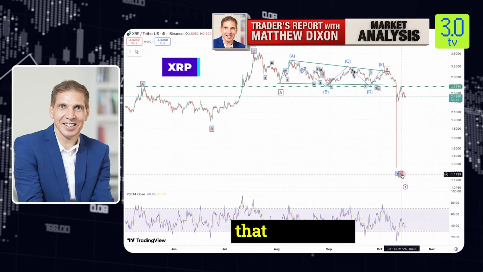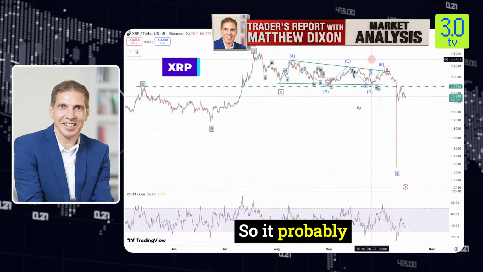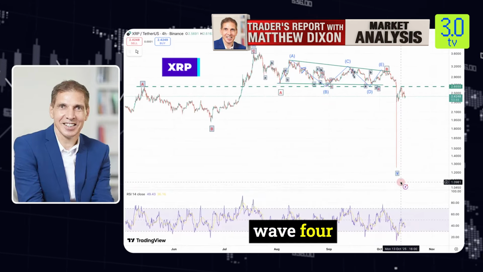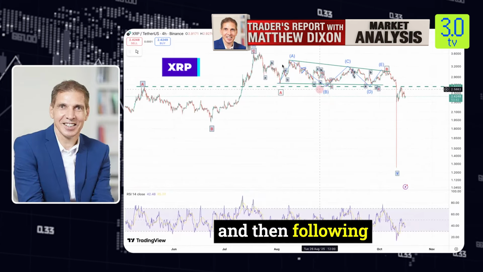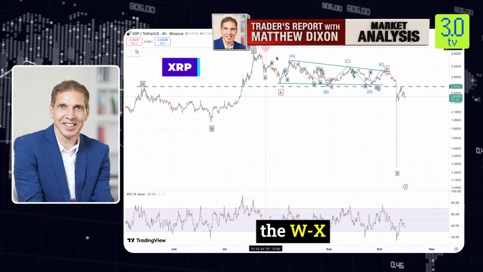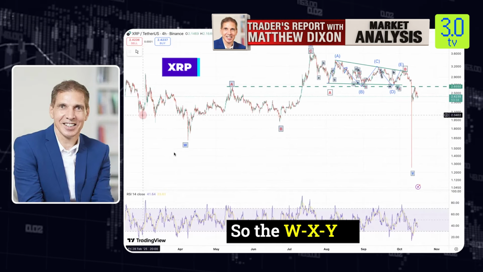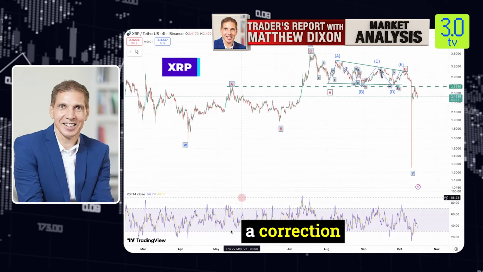I'm going to remove that wave 4 for the time being and just say it's a Y wave. So it probably is part of a larger wave 4, to be honest. And then following that is a correction. The WX, just move further out to show you the W. So the WXY is a correction.